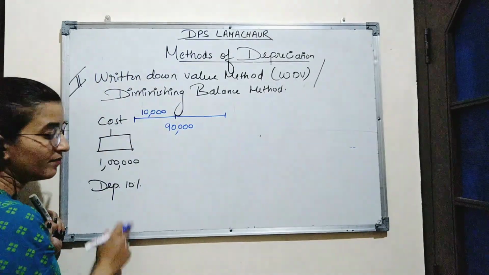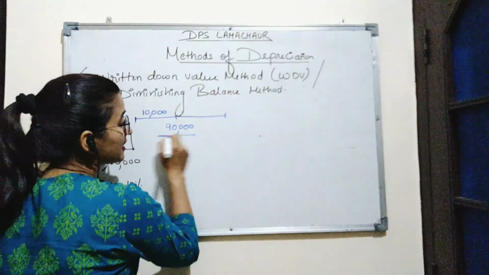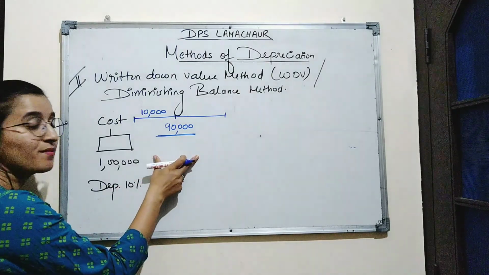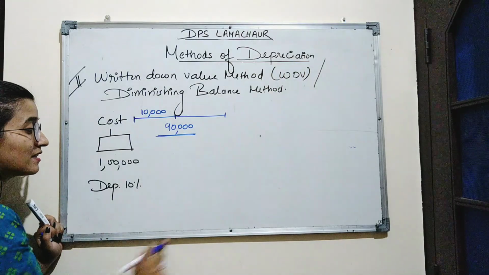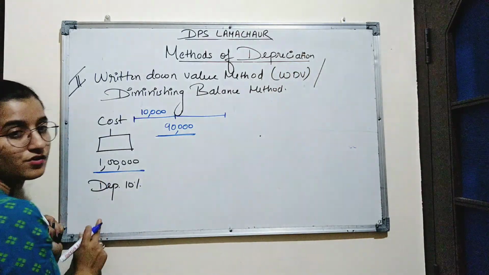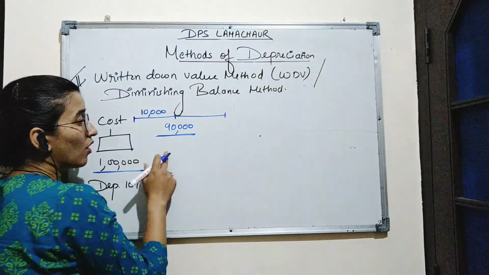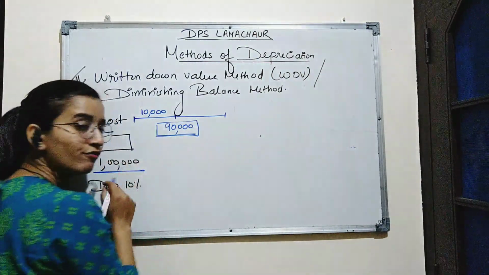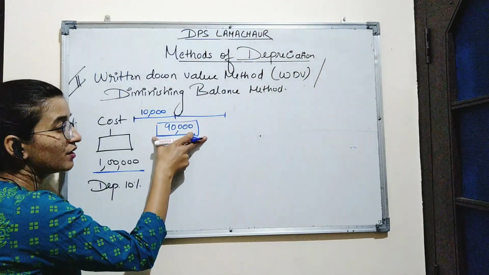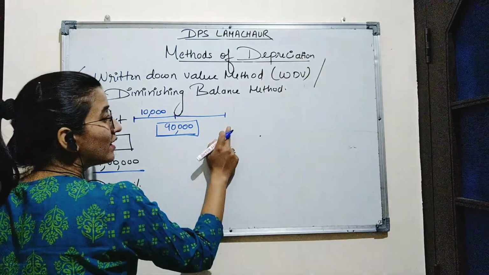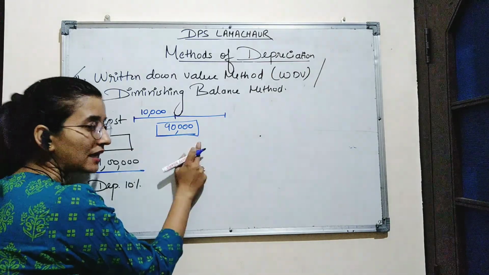Now moving on to the second year. In the second year, the depreciation amount will be calculated on 90,000. It is not the original cost method, it is written down value method. In original cost method, we were calculating depreciation on original cost only. But here in written down value method, the depreciation will be calculated on written down value of asset. So here the written down value of machinery at the end of the year is 90,000.